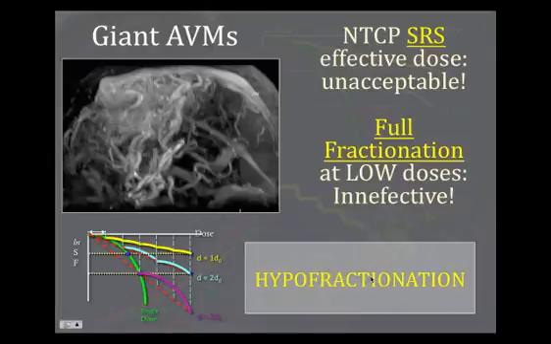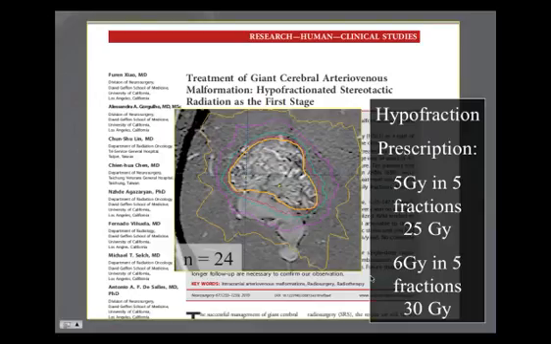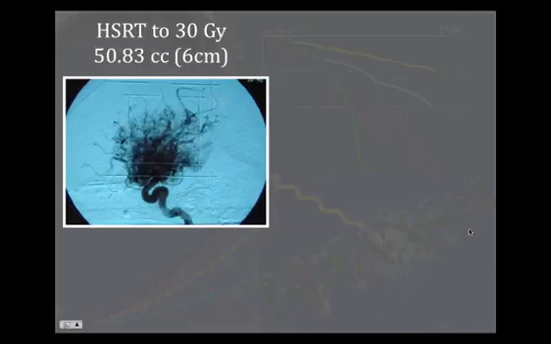So the option is to hypofractionate, and that's what we decided to do with the giant AVMs here in this institution. And we recently published the results on 24 cases that were treated like this. Our hypofractionation scheme is to a total dose of 25 or 30 gray. And this is just one of the results.